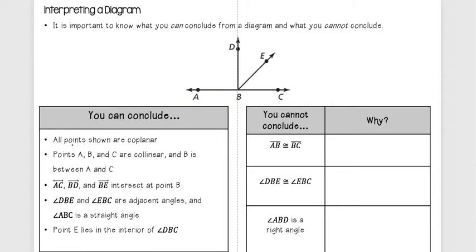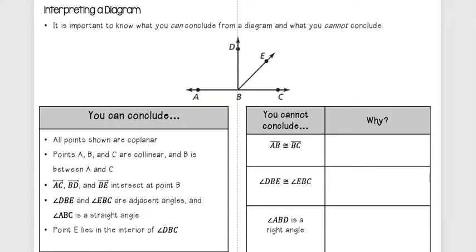Stuff I can conclude are that all points shown are coplanar, so they're all on one plane. I can conclude that A, B, and C are collinear, which again means that they are on the same line, and B is in fact in between A and C. I can conclude that AC and ray BD and ray BE all intersect at point B. I can see that from the diagram.